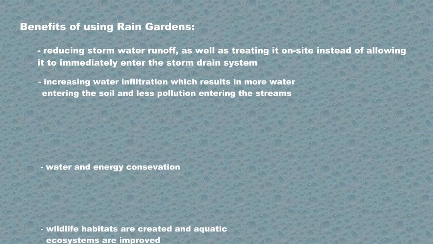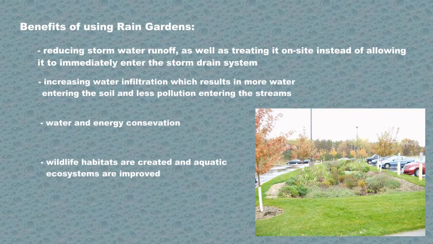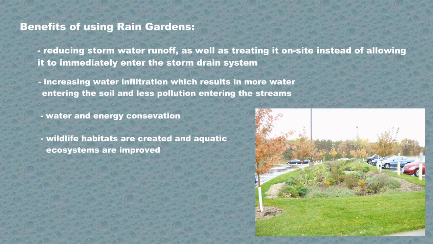The benefits of using rain gardens are the following: reducing stormwater runoff as well as treating it on site instead of allowing it to immediately enter the storm drain system, increasing water infiltration, which results in more water entering the soil and less pollution entering the streams, water and energy conservation, and wildlife habitats being created and aquatic ecosystems being improved.